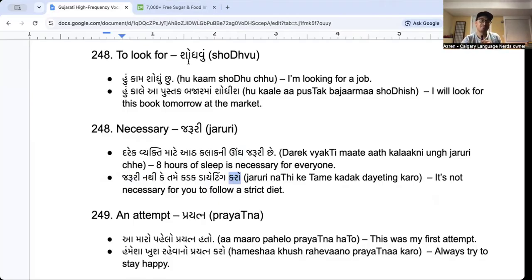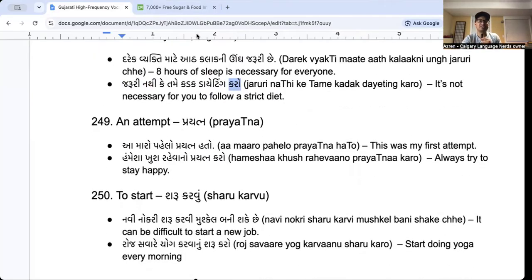But anyway. Okay, an attempt. Prayatna. Bit of a tricky word to say. See, we're getting some harder words now, right? At 249-ish, getting some trickier words. Amaro pelo prayatna hato. This was my first attempt.